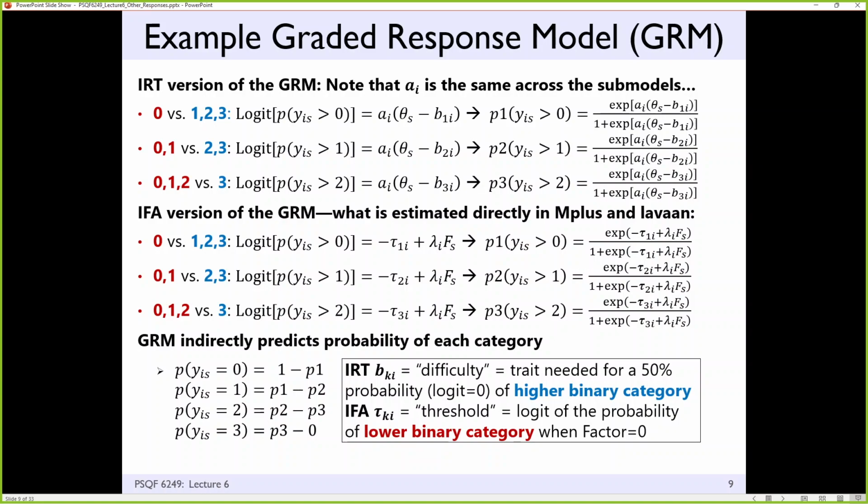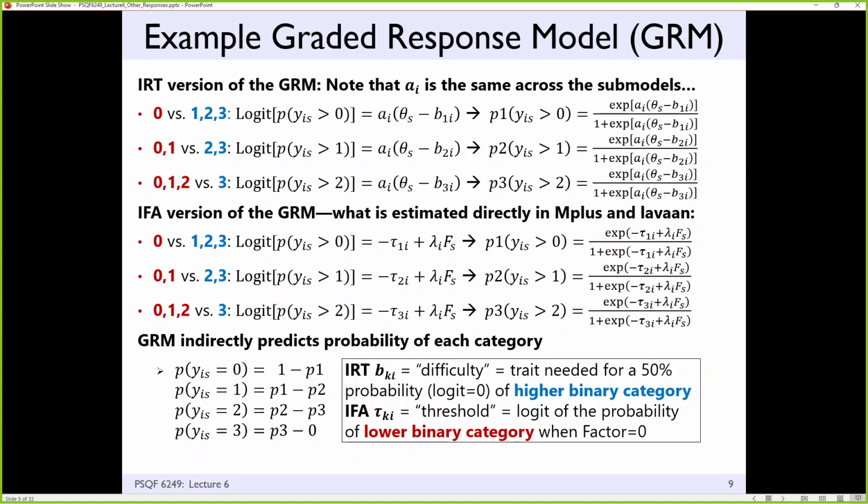B is when the factor is 0? Not quite. I think you're thinking of a threshold. So thresholds and difficulty parameters are related to each other, but they're not synonyms. They're each tied to a different 0 as a reference point.